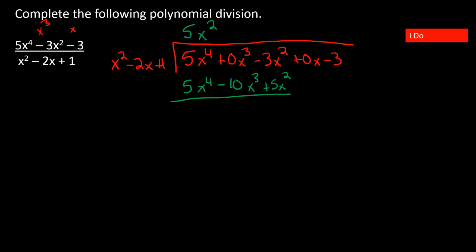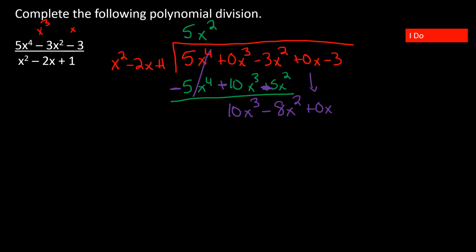Now we are subtracting, which means that this becomes a minus now. This now becomes a plus. And now we have a big fat minus here. So 5x to the 4th minus 5x to the 4th simplifies out. 0x cubed plus 10x cubed is 10x cubed. 3x squared minus 5x squared would be a minus 8x squared. And then we bring down our next term, which would be a plus 0x.